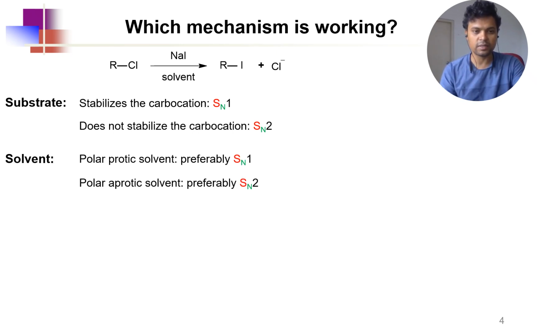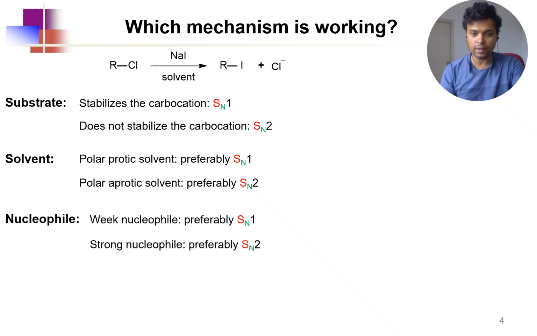Next comes solvent. We have discussed that in a polar protic solvent, the anion, which is the leaving group, is stabilized by hydrogen bonding. But if you use a polar protic solvent in an SN2 reaction, what would happen? Your nucleophile will be solvated, and your reaction will be slowed down. That is very important. So you should use a polar protic solvent for the SN1 mechanism, and a polar aprotic solvent for the SN2 mechanism.